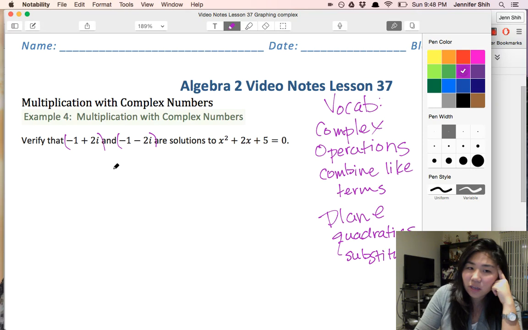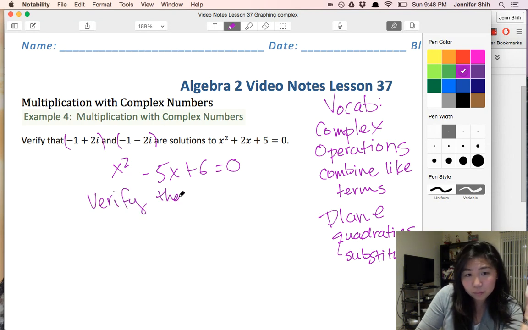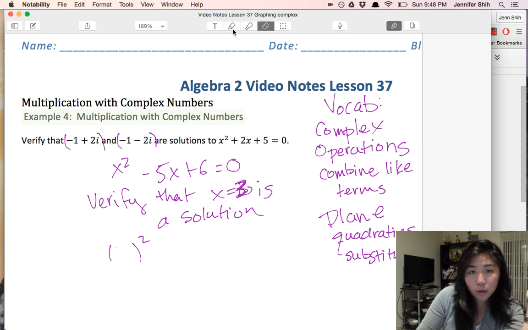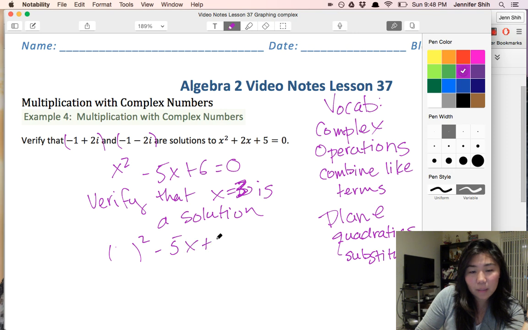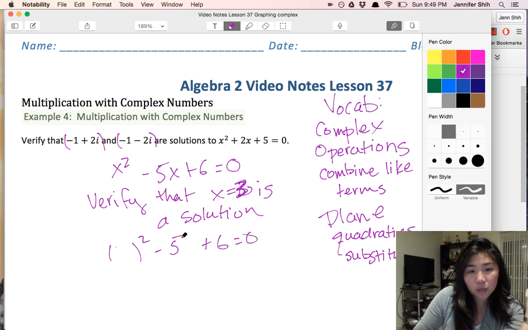So if I just gave you an example, x squared minus 5x plus 6 is equal to 0. This is just an example, and I said verify that x is equal to 3 is a solution. What that means is I'm going to substitute in my x is equal to 3 into my equation, x squared minus 5x plus 6 equals 0. So instead of x, I'm going to put parentheses here.